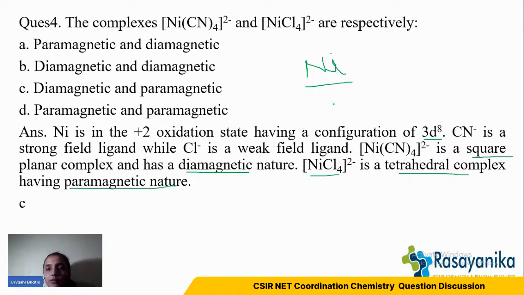You have to remember this, with this strong field, you have to see the nature of the ligand basically, whether it is a strong field. When it will be a strong field ligand, always there will be, I am talking about D8 only. I am not talking about other configurations. I'm talking about D8, that nickel is in D8 configuration, having a square planar complex, then it will be diamagnetic always. While with the weak field ligand, it will be a tetrahedral complex with a paramagnetic nature. So you can see this. This C will be the right answer for this.